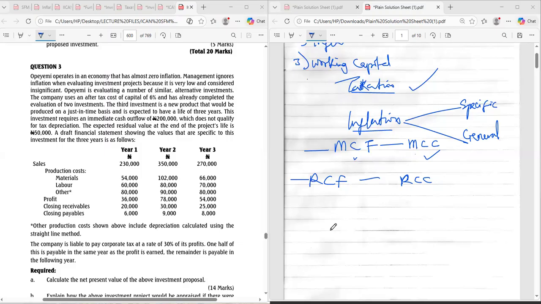So when they say today, now, current, they're talking about real cost of capital. When they say future, tomorrow, they're talking about what? Money cost of capital. They may even call it money terms and they can call it real terms. It's the same thing. Are we good now?